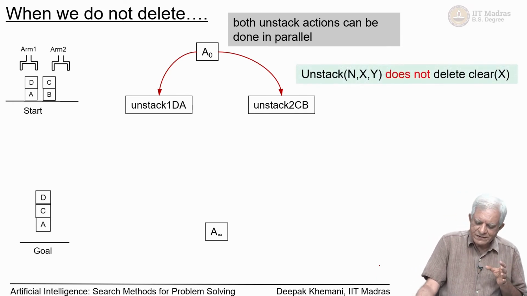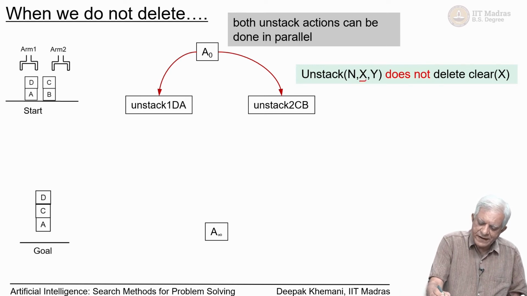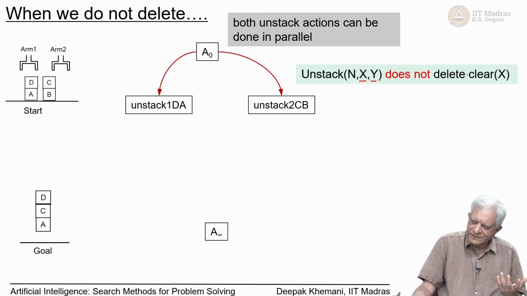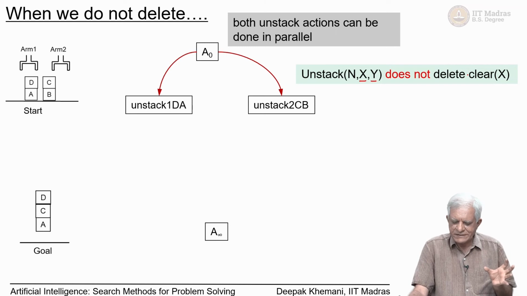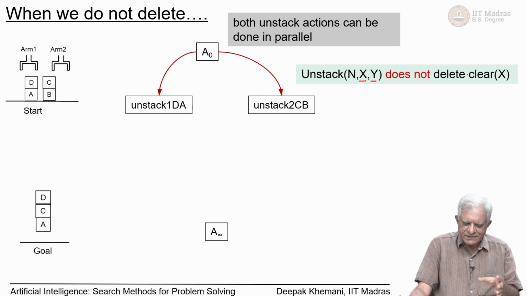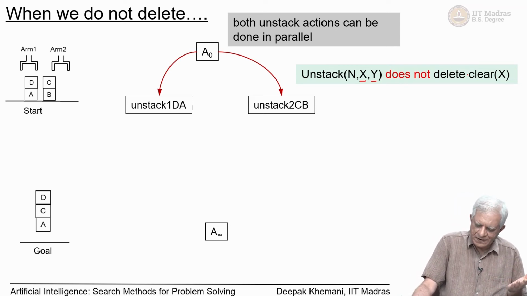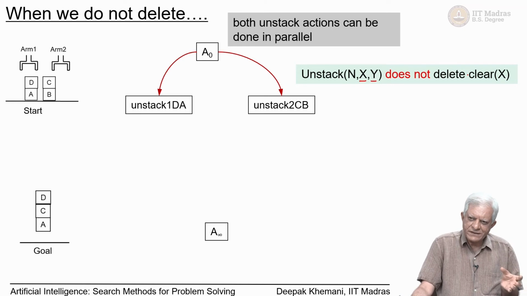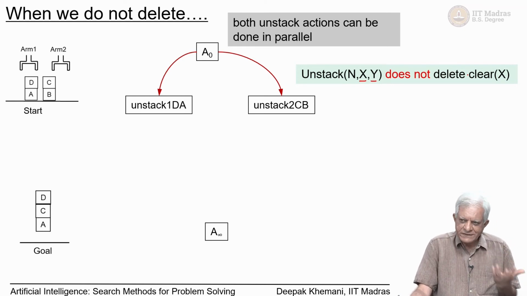Now, unstack n x, this is a situation when you are unstacking x from y, this action now does not delete clear x, it continues to be clear essentially. So, in both these cases, in the left hand action D continues to be clear, in the right hand action C continues to be clear. They were clear to begin with, and what we are saying is that even if you have picked it up, they are still clear essentially.